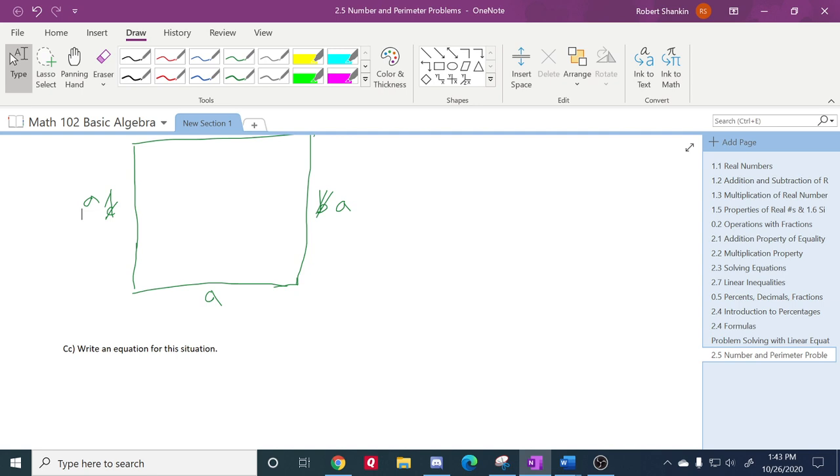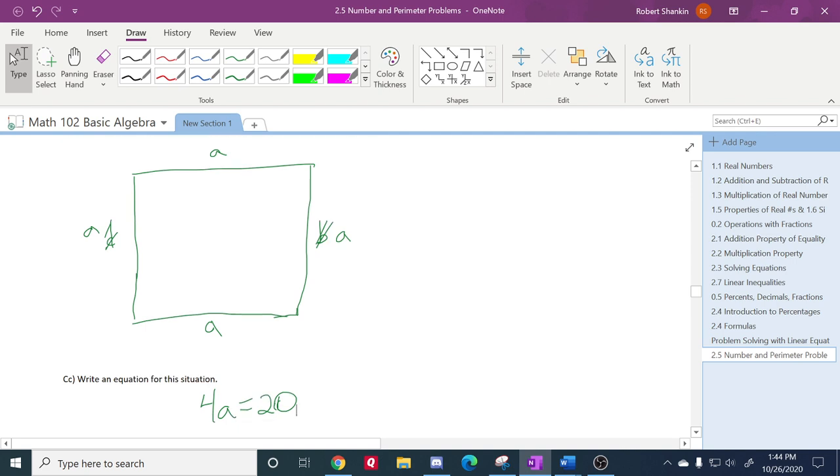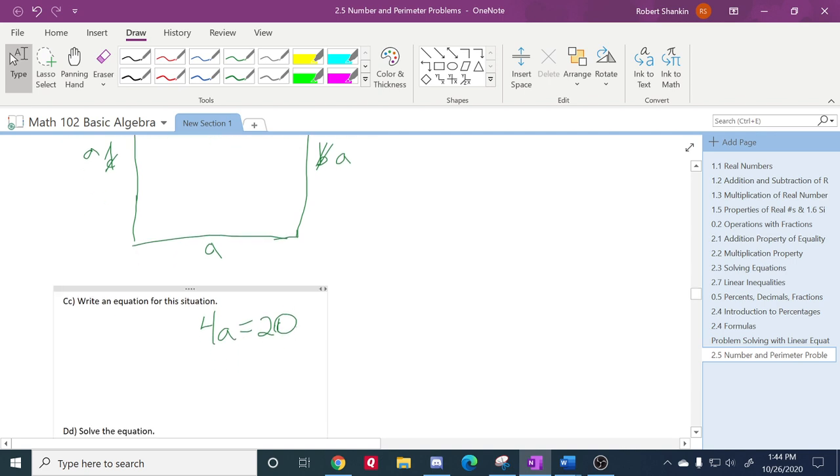Okay, go ahead and hit enter. Group 4, do you have any equations? We've got 4A equals 20. And that's the only equation you got? Yeah. Okay, that looks right. We could have written it as A plus A plus A plus A, 4 times. That's the same as 4A equals 20.